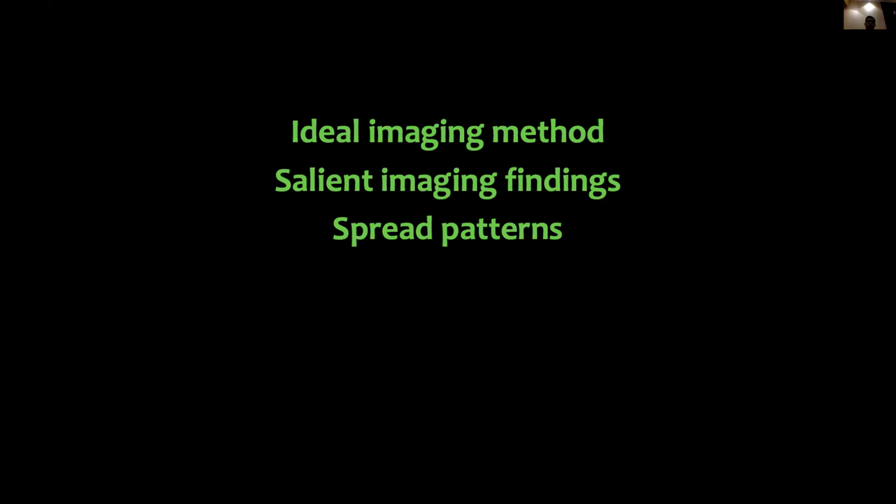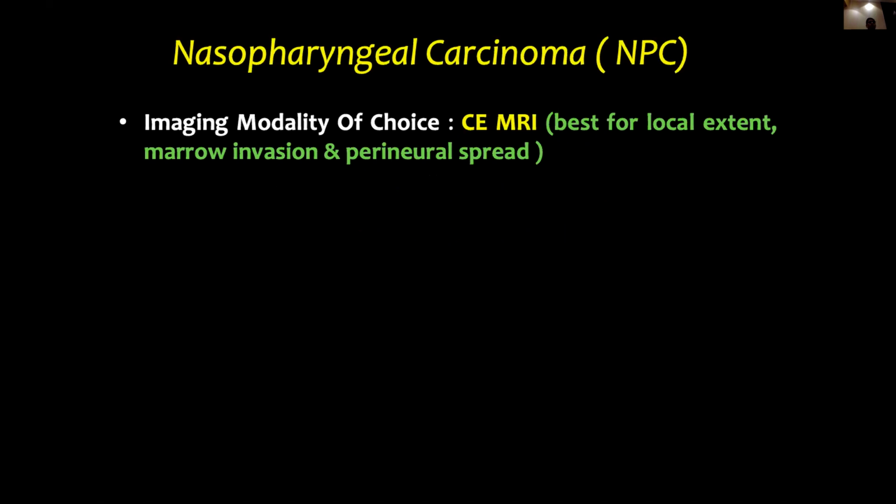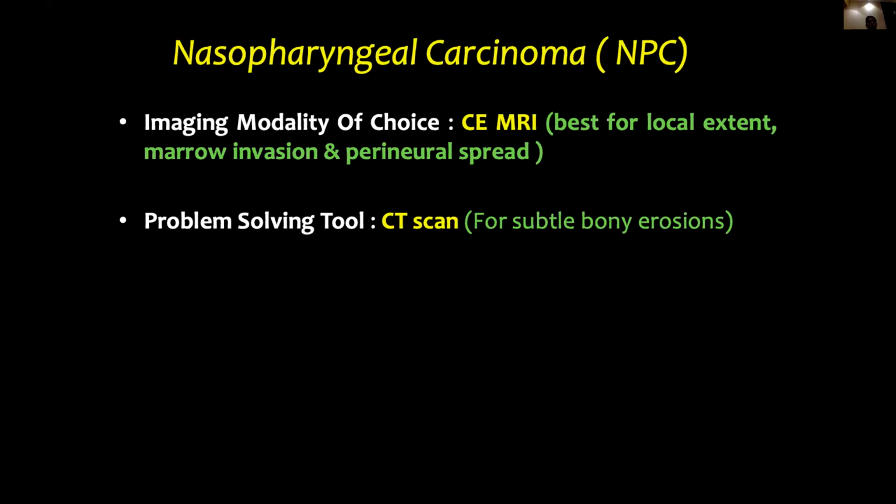So let's come to each specific disease now. I'll start with the nasopharyngeal CA. So nasopharyngeal CA, imaging modality of choice, as I said, is MRI. For local extent, for marrow invasion and perineural spread, all three things are best seen on MRI. Problem solving tool is the HRCT cuts of the skull base for subtle bony erosions and foraminal involvement. Metastatic and nodal mapping should be done by PET-CT. It's an adjunct. So in our center, we do MRI as well as PET-CT, because you pick up distant metastasis of the nasopharyngeal CA and pulmonary metastasis by using PET-CT.